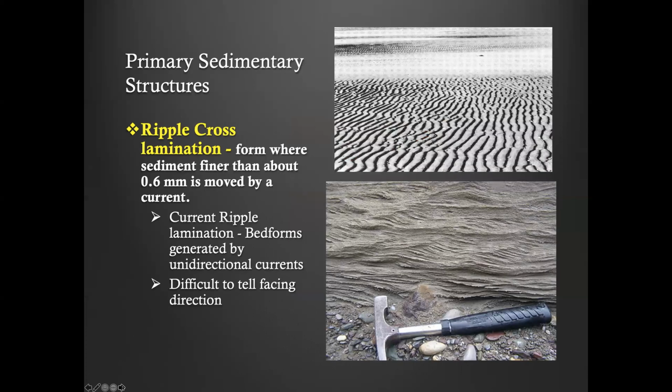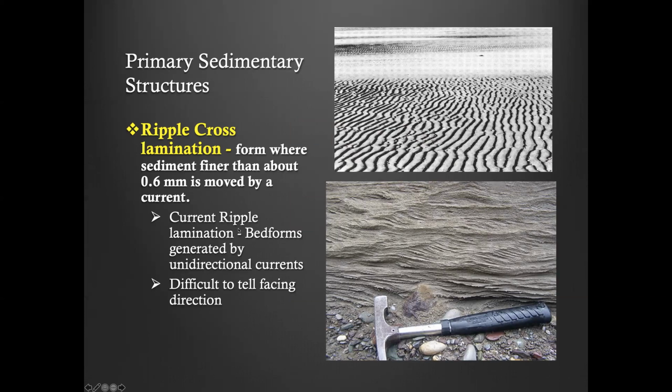Continuing with primary sedimentary structures, we're going to get a little bit smaller with a little bit slower flow than what we saw with our cross bedding. And this is ripple cross lamination. And basically what it means is we get the formation of ripple marks on the surface, but each one of those little ripple marks are similar to the dunes we saw before. And we really have two types.